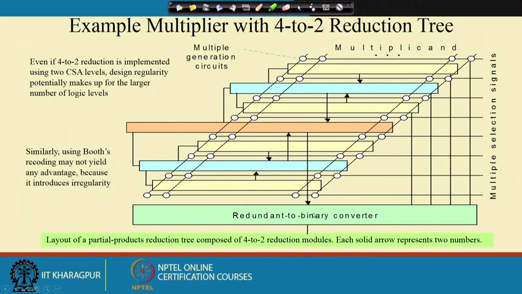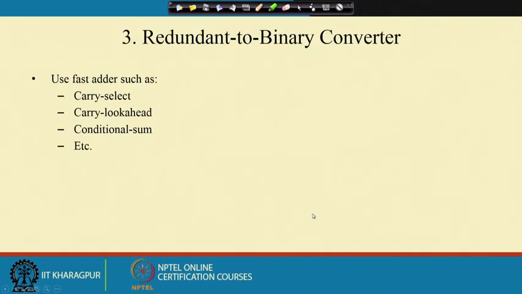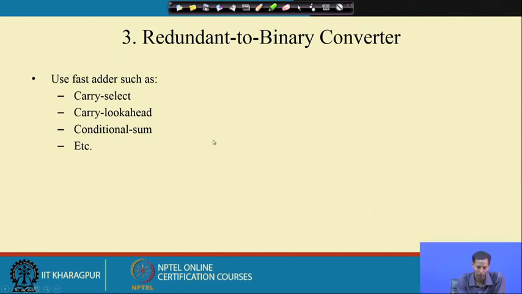So, after that, what is left is the third part, the redundant to binary converter. I can use any of these adders, whether a carry select adder, carry look ahead adder, carry propagate adder, or conditional sum adder, for the final 4 bit, 6 bit or 8 bit addition operation, when the terms come down to 2.